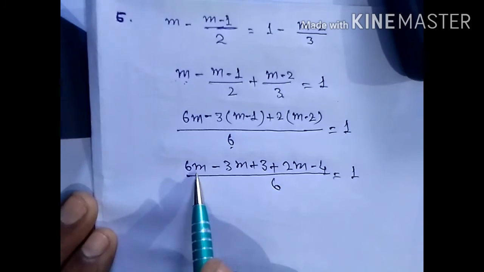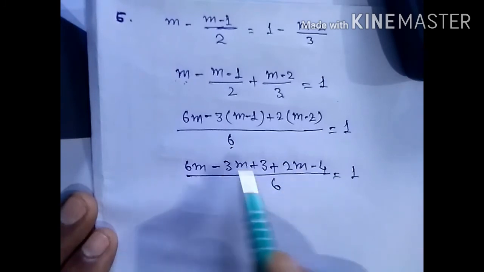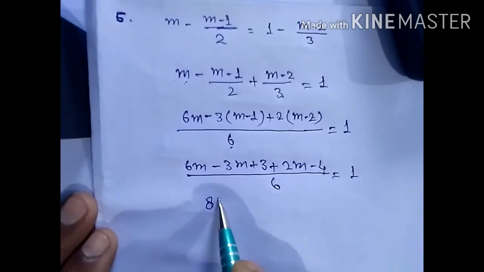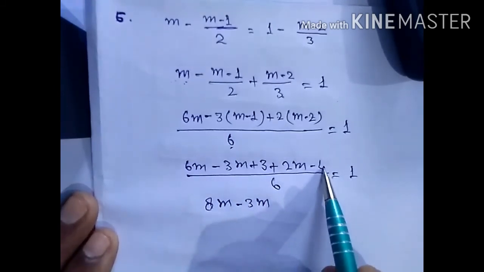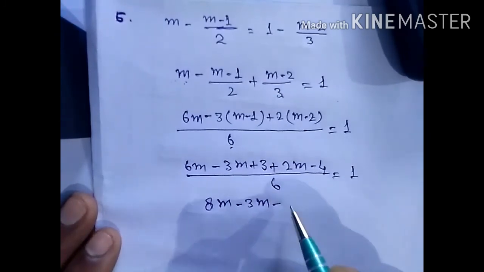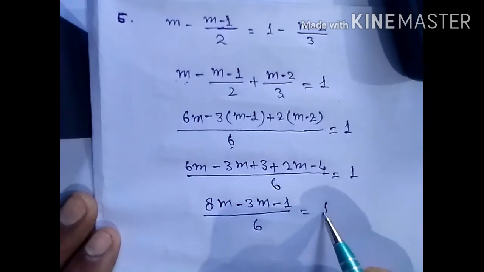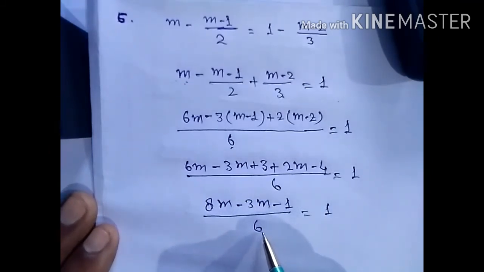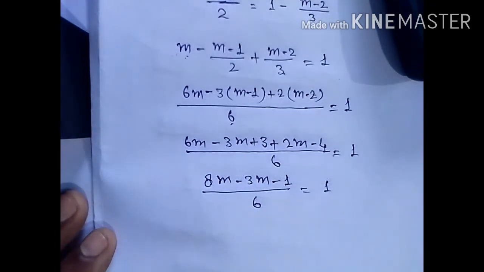Now 6m plus 2m, student, these are positive, so we have to add this. 6 plus 2 is 8m minus 3m, and this one minus 4, and this one plus 3. Minus 4 plus 3 is minus 1, by 6 is equal to 1, student. Now we have to multiply this denominator. We will transpose this denominator from the left hand side to the right hand side of the equation, student. So it will be multiplied there.